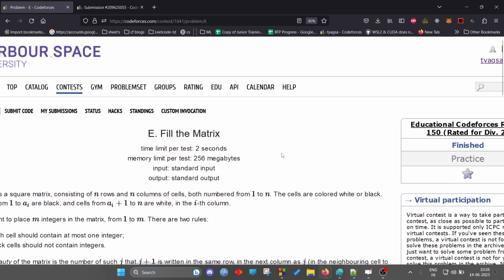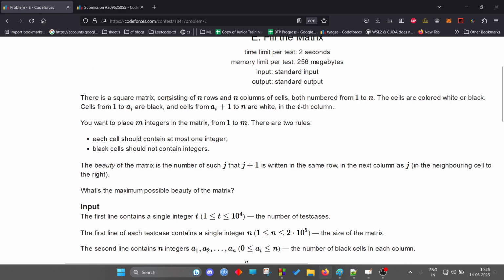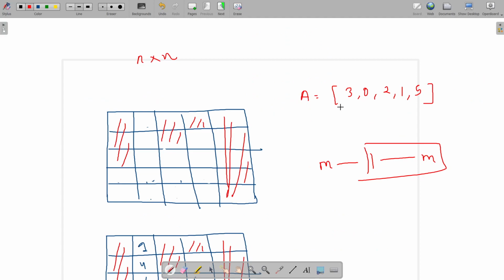Hello everyone, I will discuss problem E of Codeforces at around 150. The problem statement says that you are given a square matrix of size n cross n and you are also given an array A containing elements A_i. The elements of this array tell you how many cells in the matrix are blocked for that column.